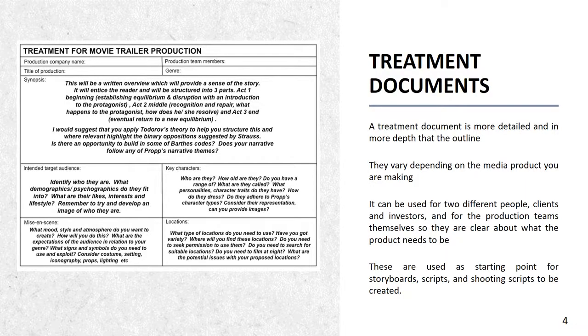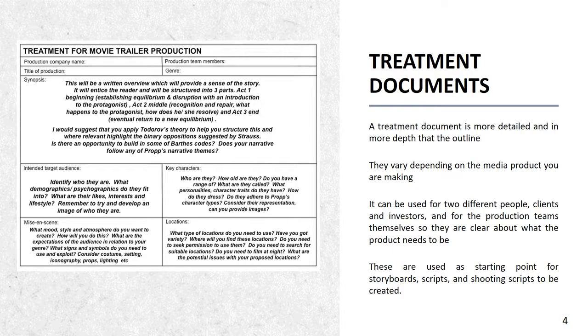A treatment document is something that's a bit more detailed and more in depth than the outline document. These can vary depending on what type of product you're making. So obviously for a movie, it's going to look a lot different than a magazine. These documents are usually used for two different people. It could either be your clients and your investors to try and get them to put money into your project, or it could be the actual production team themselves.